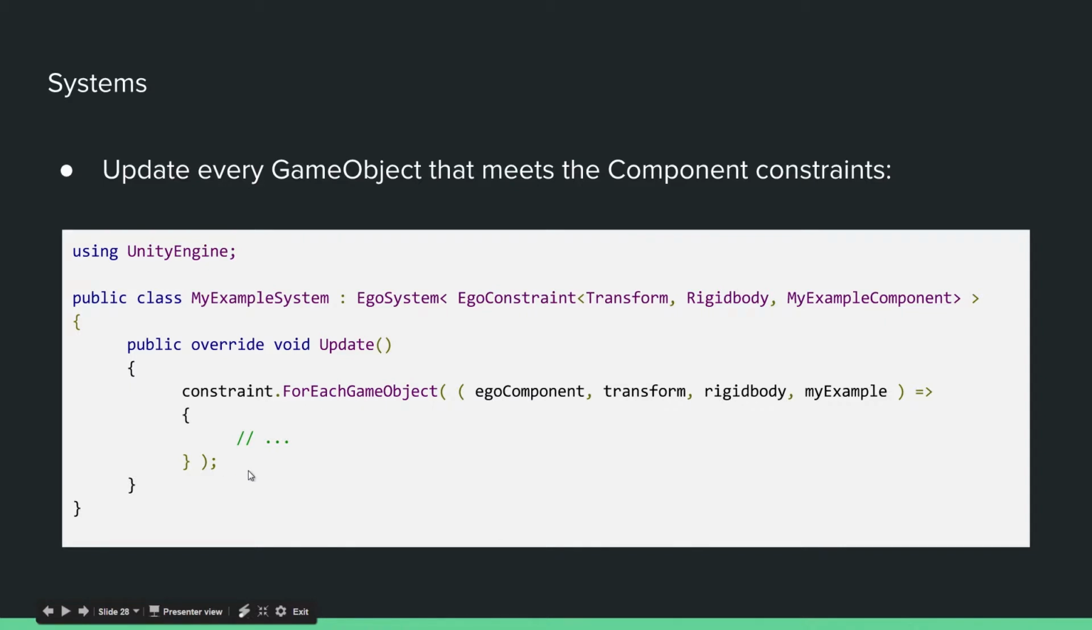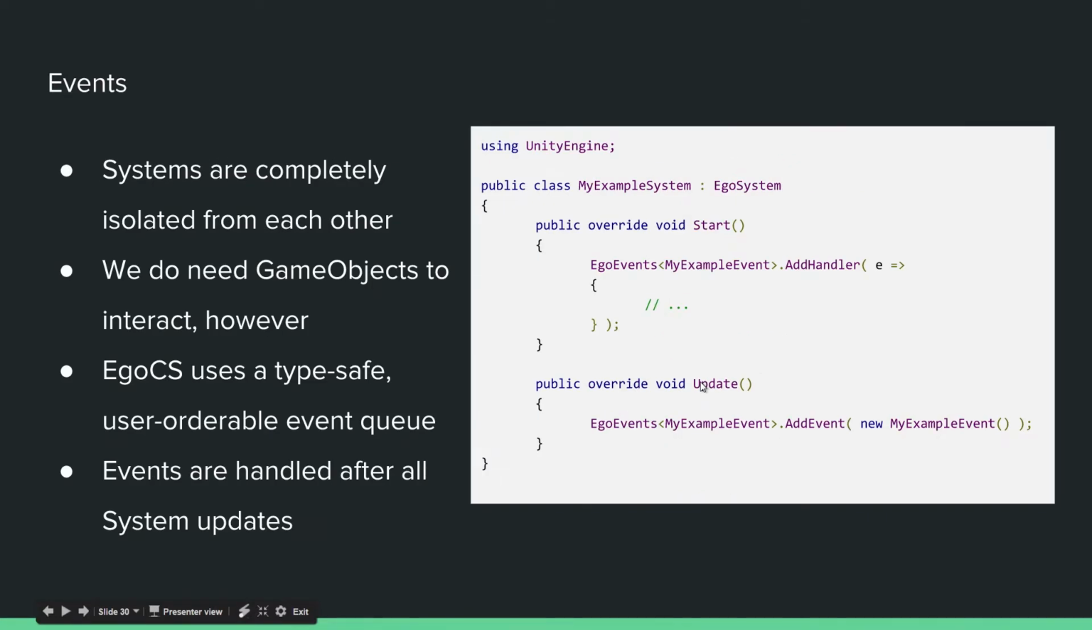Okay. So I did say before that systems are completely isolated from each other, meaning that also whenever you update any given game object, it's also isolated from everything else. So in this example, you're just updating this transform rigid body in my example on their own without references from anything. So for example, maybe my example had a speed in it or something. So how do you actually get objects to interact, at least with collision and stuff like that?